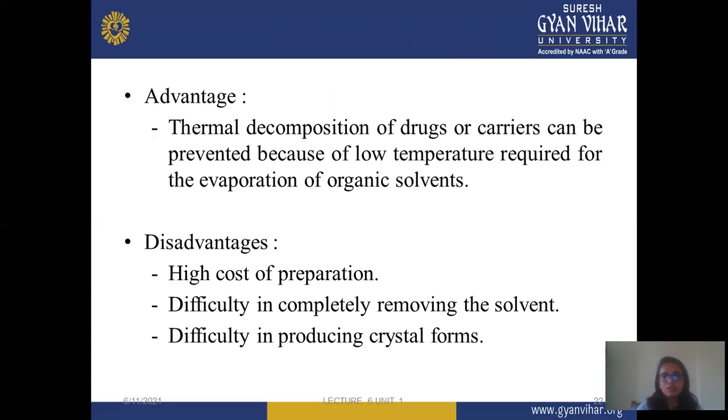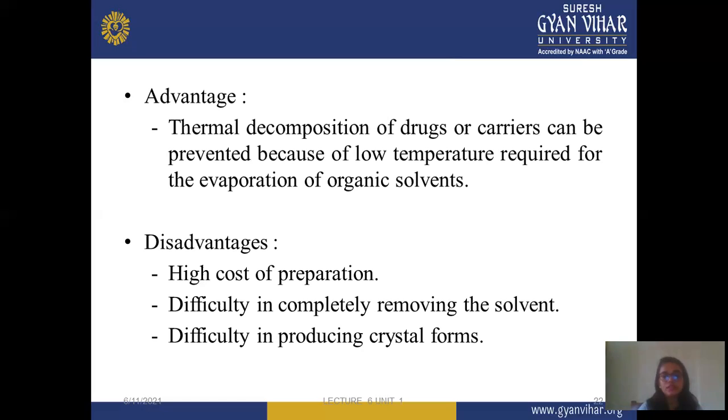The advantage of this technique is that thermal decomposition of the drug or carrier can be prevented, because a low temperature is required for evaporation of the organic solvent. This is just the opposite of the previous one, where we take a higher temperature for drying while preparing. The limitation is that we do not use this technique for thermolabile or heat-sensitive material. But its own advantage is that we use it at low temperature, so there's no chance of degradation or decomposition of your drug. And evaporation of the organic solvent also takes place.